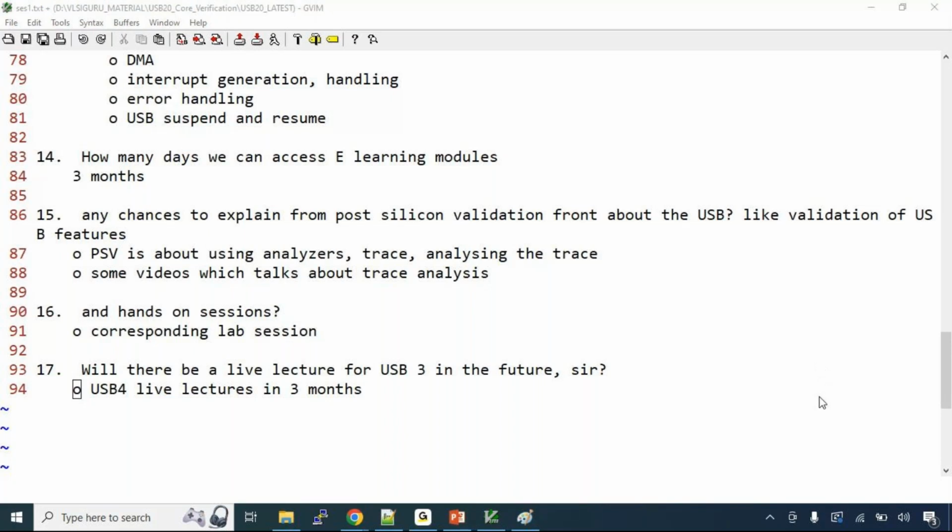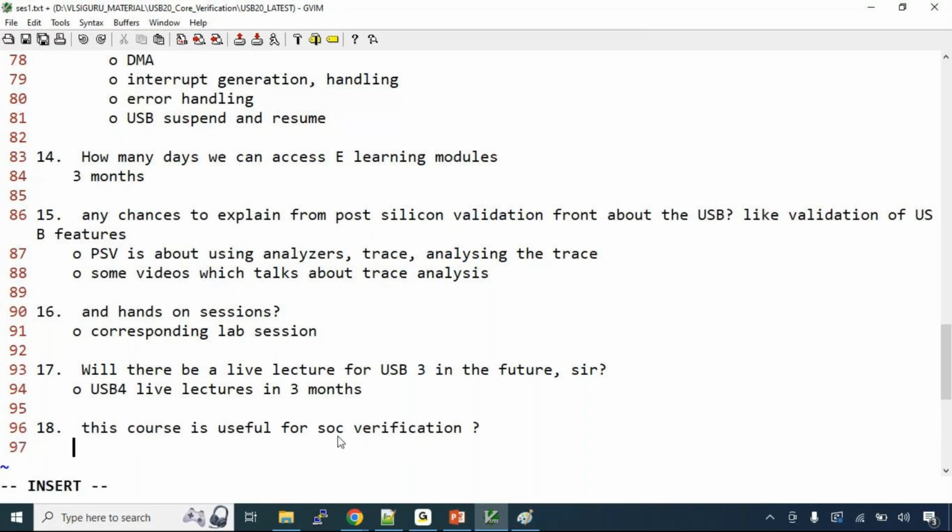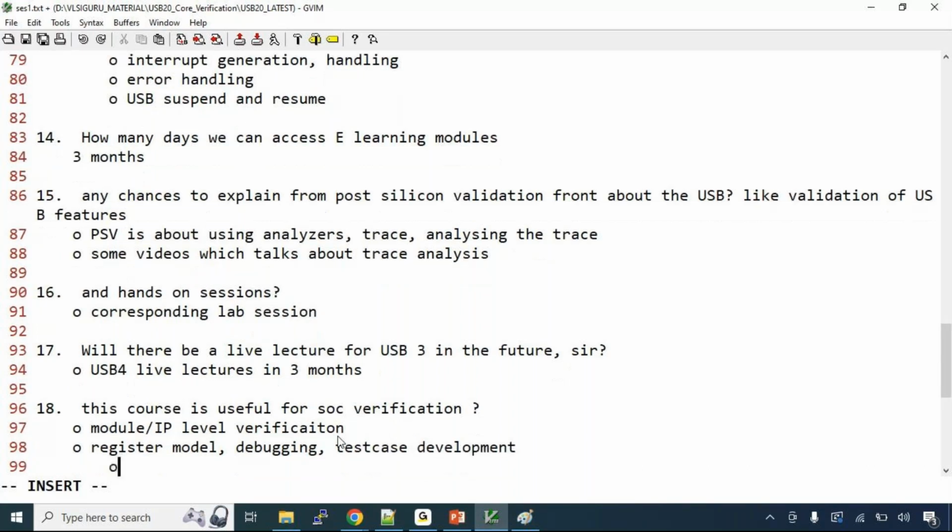Is this course useful for SOC verification? If you ask me directly as SOC verification, will it help? No, because ours is an IP level verification course, meaning module level verification. So it will help you from a module level verification perspective, but the concept of register model, debugging test cases, understanding the test case development, these concepts are useful for SOC verification also.